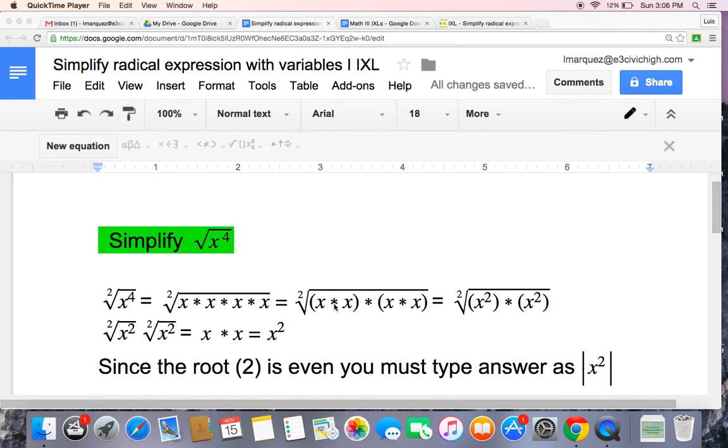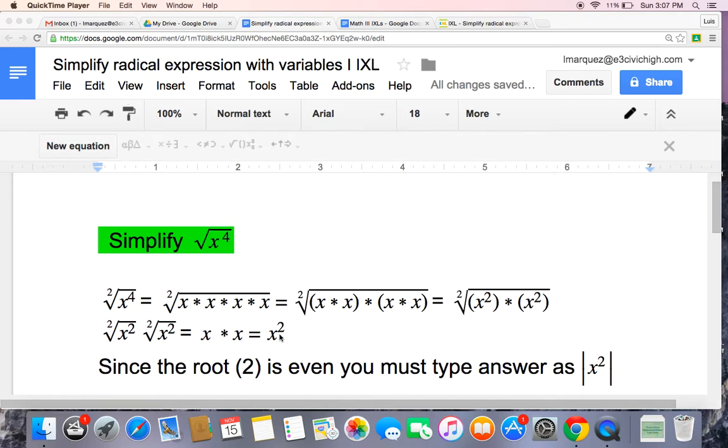Then I'm going to simplify x times x as x to the second. So I'm going to get the square root of x squared times x to the second. Next, I'm going to break apart or separate my radical expression into 2 parts. So it's going to become the square root of x to the second times the square root of x to the second. Next, I'm going to simplify the square root of x to the second as just x, because x times x gives me x to the second. I'm going to do the same thing for the second one, and I'm also going to get x. So my final answer is x times x, which gives me x squared.